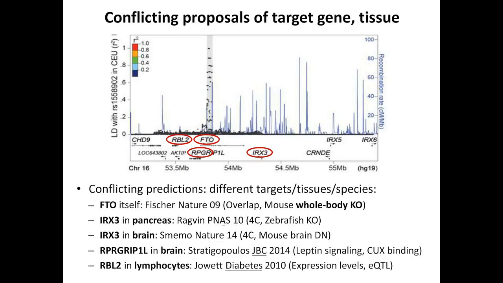There's been a large number of conflicting proposals. Some people propose that FTO itself is a target. Some people propose that it is IRX3 acting in pancreas. Others have proposed that it is IRX3 acting in the brain. Others have proposed that it's another gene acting in the brain, or another gene acting in lymphocytes, leading to a large number of answers, all conflicting with each other.